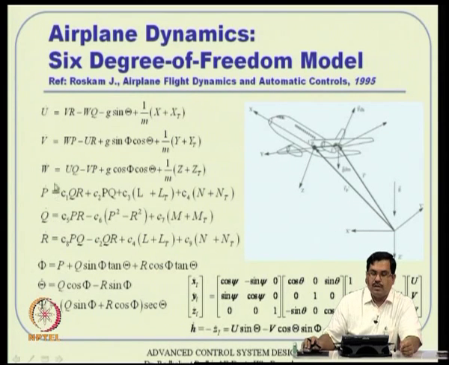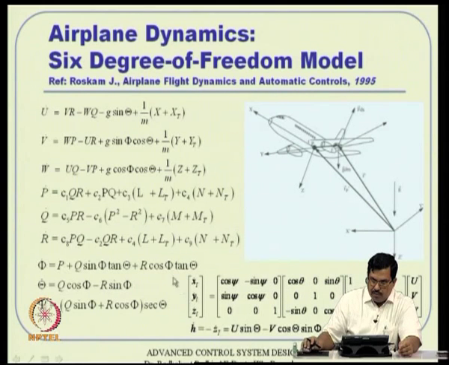Fundamentally speaking, the first 6 equations are directly related to the body axis only, and the last 6 equations give a relationship between the inertial frame and the body frame, especially phi dot, theta dot, psi dot. And then x I dot, y I dot, z I dot give us the trajectory of the vehicle as seen from the inertial coordinate frame. So, this is how it is all coupled together.